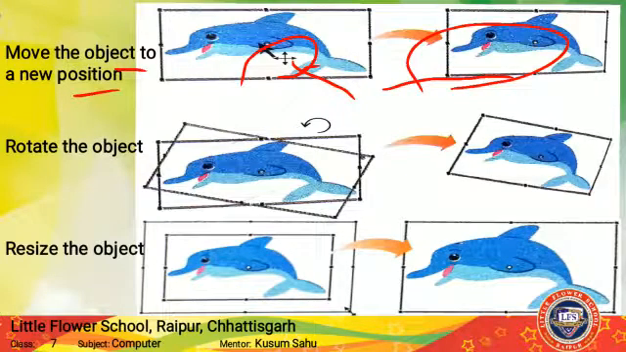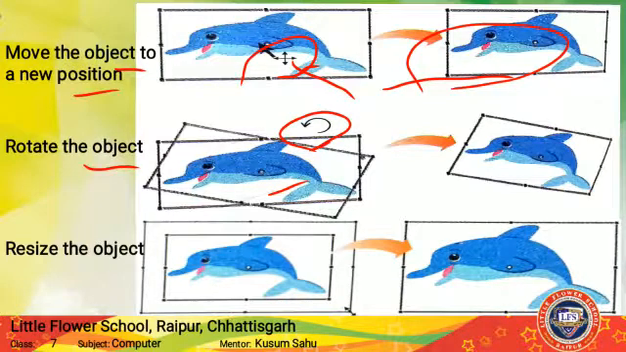Now after that, if we want to rotate that picture, how will we do that? Rotate that object. So for that, position the mouse pointer just as we did above. We have to position the mouse here. When the mouse pointer changes shape like this, here you can see the shape icon, drag the handle clockwise or anti-clockwise to rotate the object.